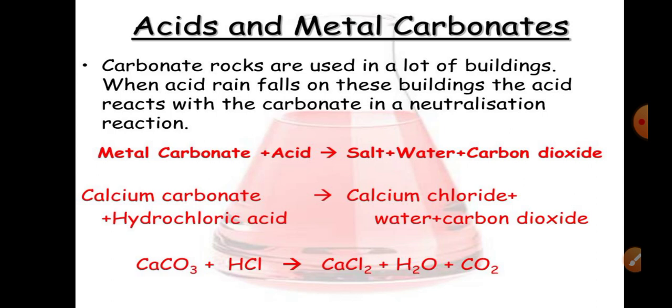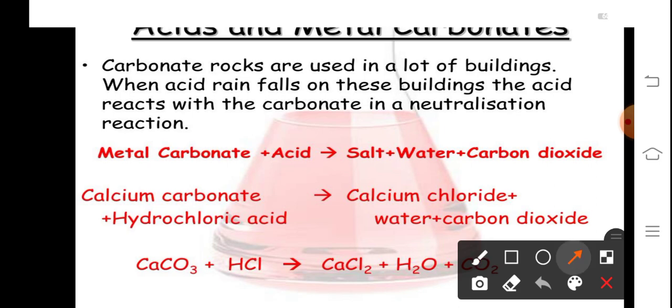As you know, metal carbonates are commonly used in buildings for construction. So metal carbonates are building materials. Whenever these building materials come in contact with acids, the natural source of acid for them is acid rain. So whenever acid rain comes in contact with the buildings, the reaction between metal carbonate and acid takes place. And this results in the formation of salt, water and carbon dioxide.